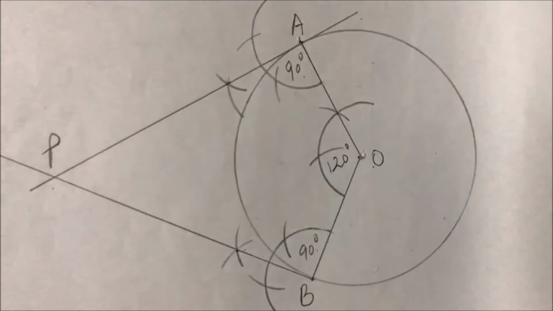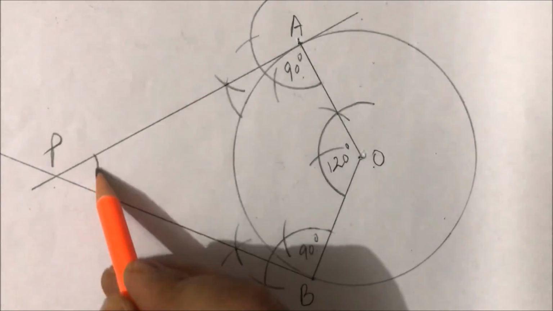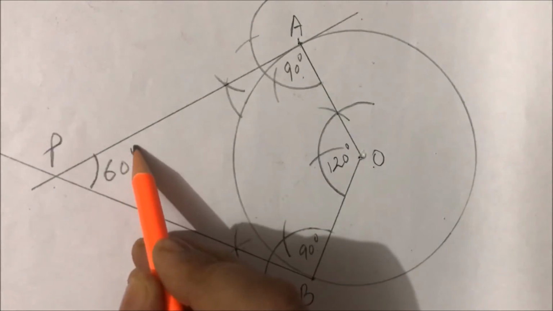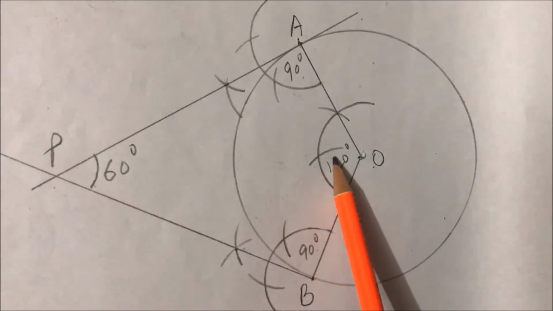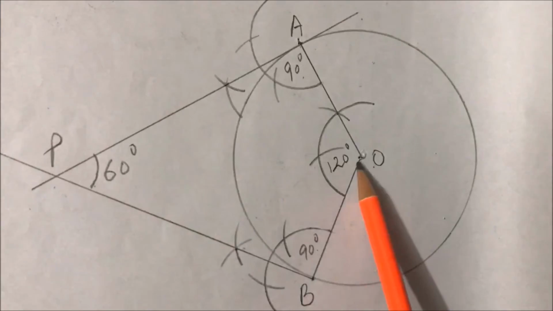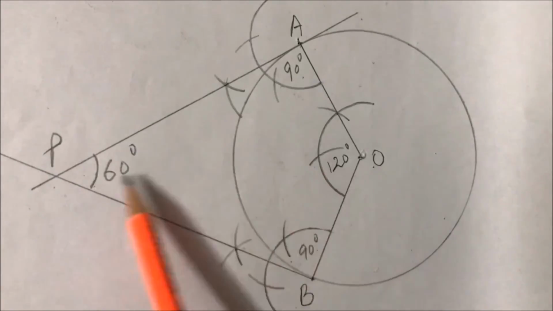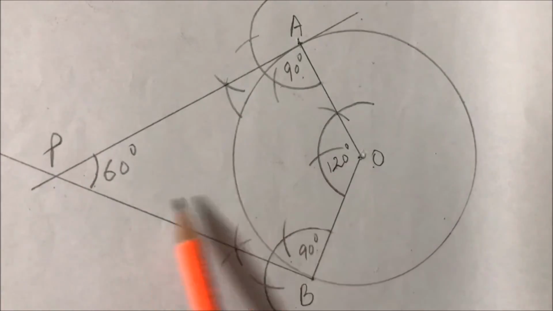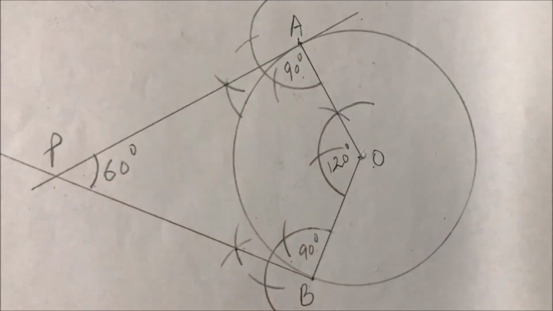Now see, PA and PB are the required tangents drawn to the given circle, and the angle between them is 60 degree automatically. Why? Because these two are supplementary to each other. Now see this quadrilateral OAPB. Sum of these 180 degree, so automatically sum of these two angle will be 180, right? So PA and PB are the required tangents drawn to the given circle.